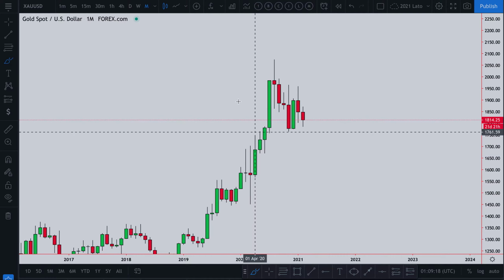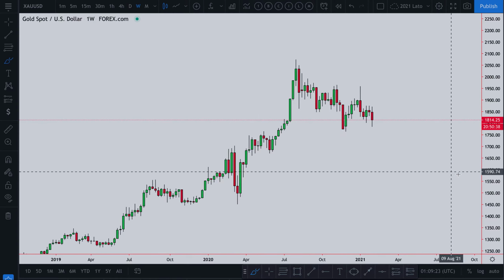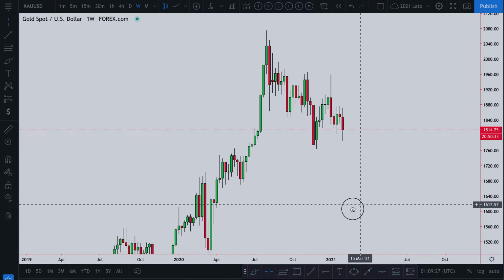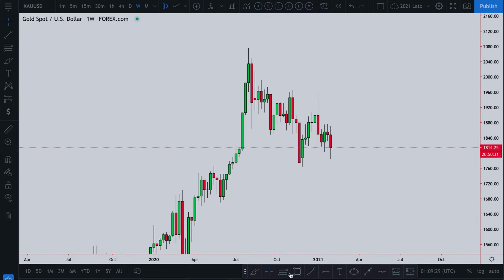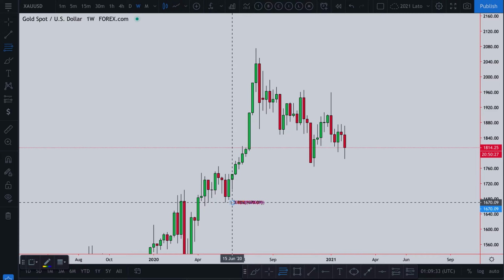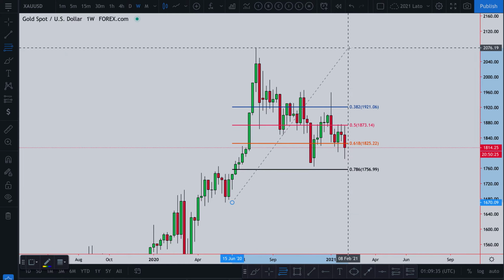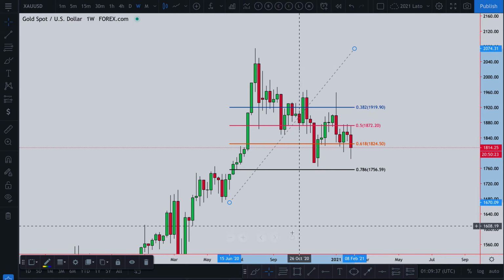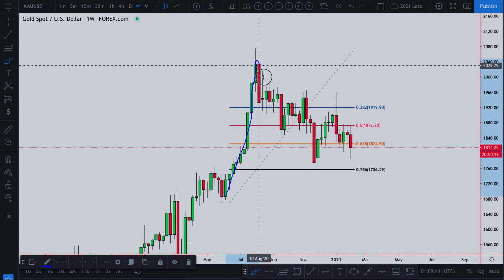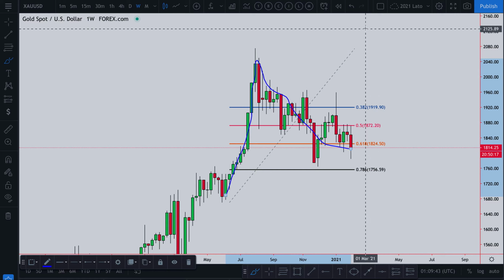Let me delete this and go to the weekly chart. On the weekly chart, I'm going to use the Fibonacci tool again from the lower swing low to the swing high. Again, that is the strong impulse, and that was the correction.